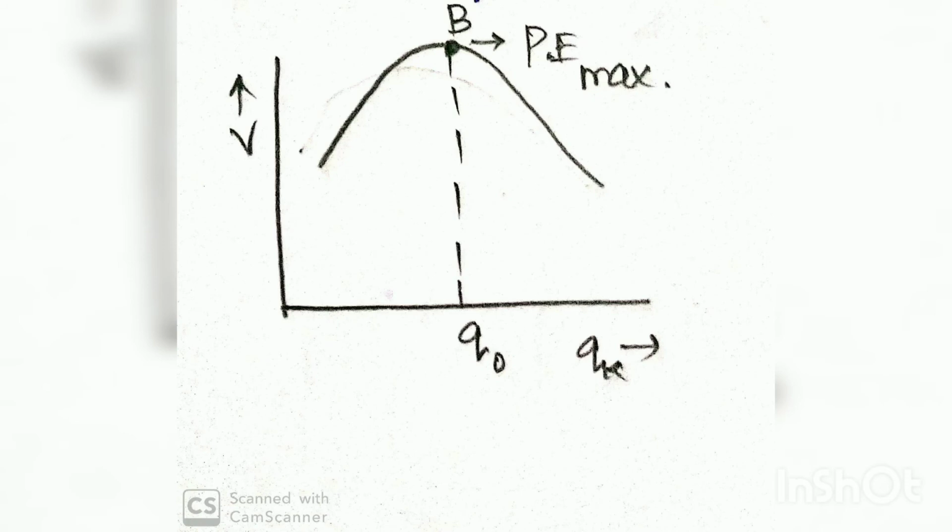This is a potential energy curve for unstable equilibrium. The point B states the potential energy is maximum.